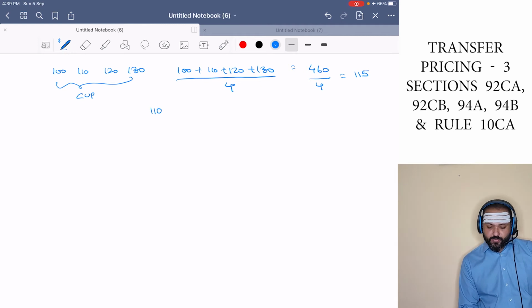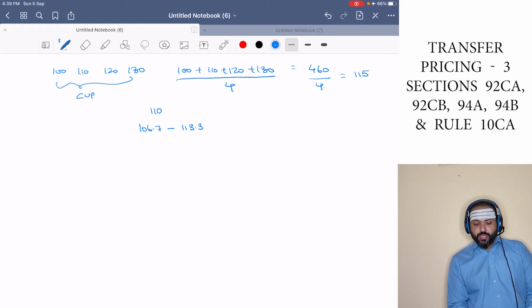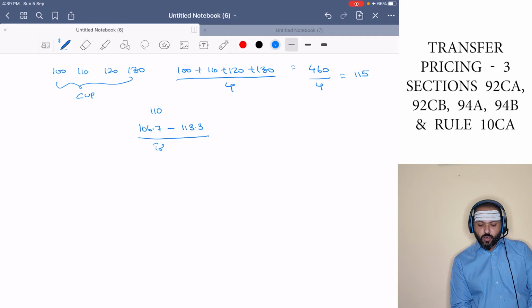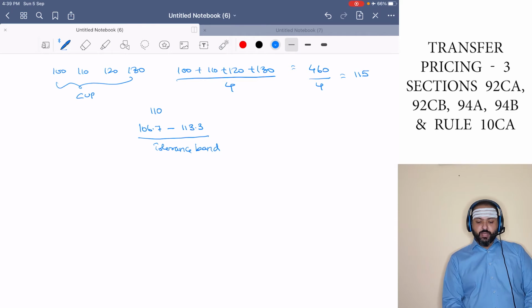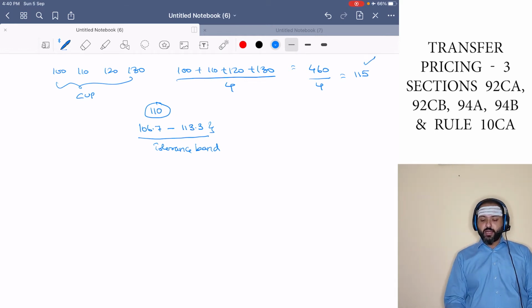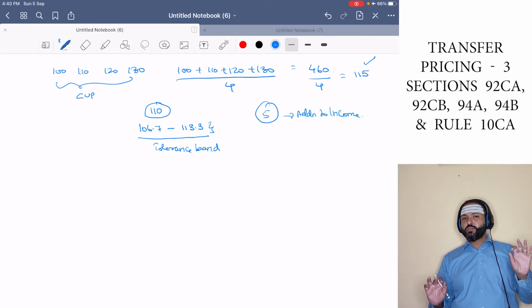So 106.7 to 113.3. So this will be the tolerance band. Now where is my transaction price? My transaction price is at 110, the acceptable band of arm's length is going to be this, but what is my arm's length? 115. Is it within the tolerance band? No, arm's length is beyond the tolerance band, so I will go ahead and call this differential 5 as addition to income. So this is what we have seen under section 92C2.